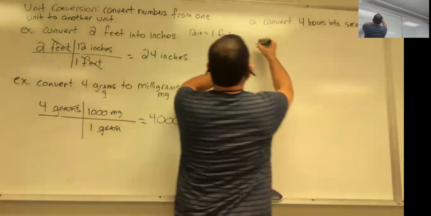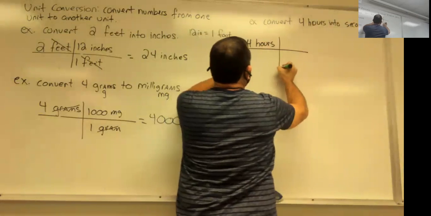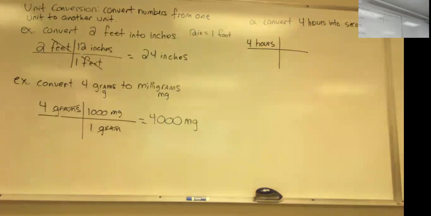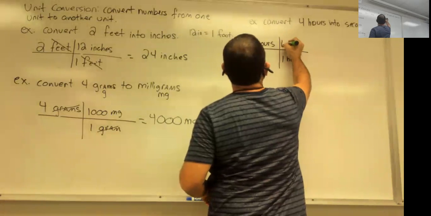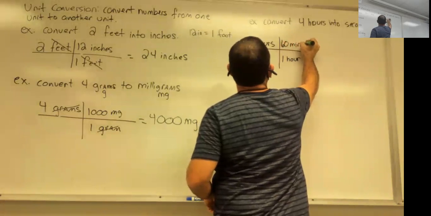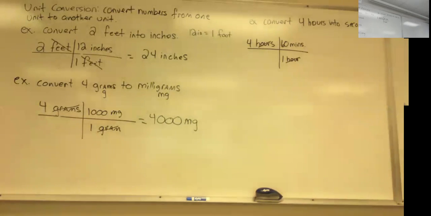So I'm going to start over here with 4 hours. Now, do you know how many seconds are in an hour? If not, I do know there's another unit within that hour that I could use. I know how many minutes are in an hour, right? So watch this. For every 1 hour, there is 60 minutes. But look, the hours are canceled, but they didn't want me to end up in minutes. They wanted me to end up in seconds.